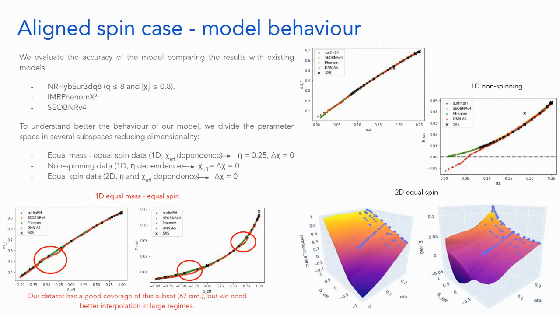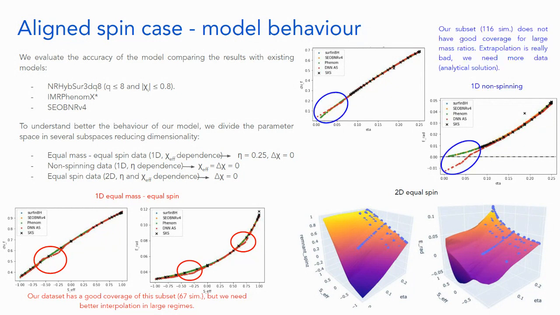As you can see, this is the plot for the final spin, and this one is for the radiated energy, against the chi effective, which is the only dependence in this one-dimensional set. You can see that here, where the range of the interpolation is really high, because the points that we have from numerical relativity are really distant, we are not super accurate in both predictions.